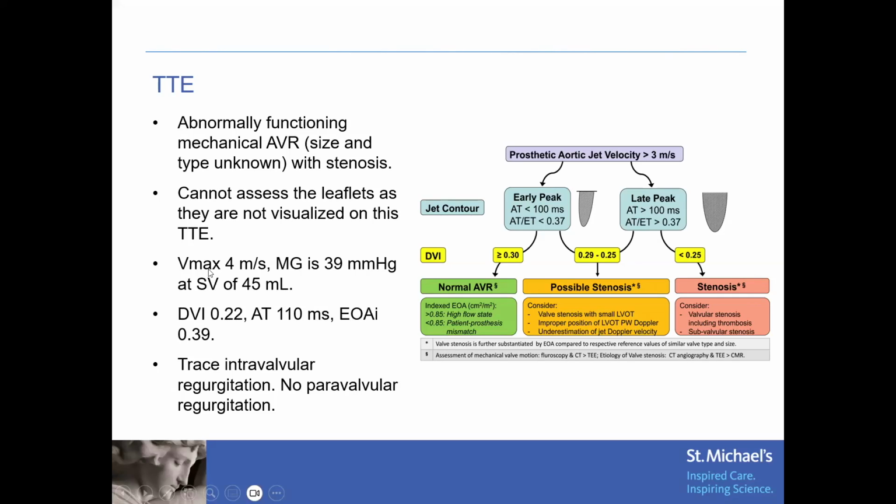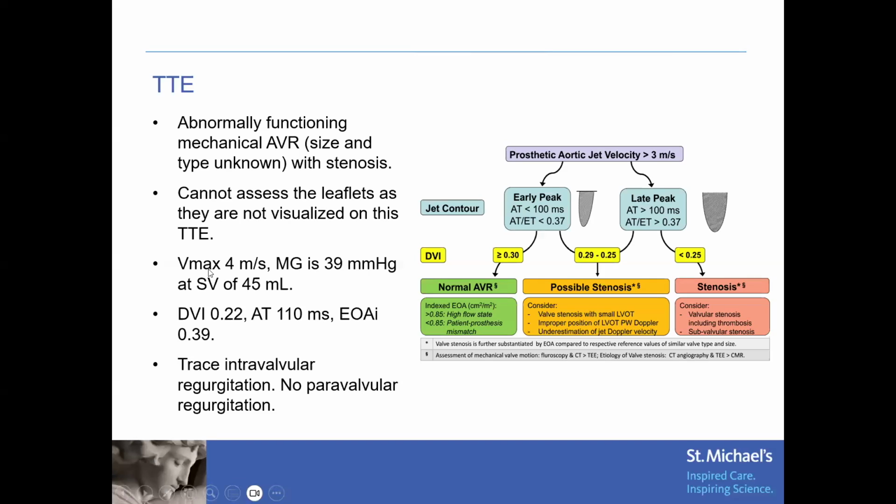Could not fully assess the leaflets. There's some images where the leaflets seem to be working relatively well. Vmax is over 3 meters a second, so over that cutoff. Mean gradient is clearly elevated. DVI seems to be in that stenotic range, less than 0.25. The acceleration time, interestingly, is 110 milliseconds, so kind of not fitting with the stenosis. And indexed EOA is clearly very small, so confusing overall when you look at it.